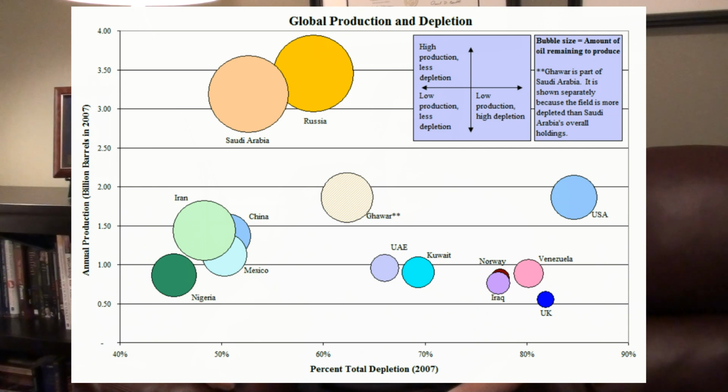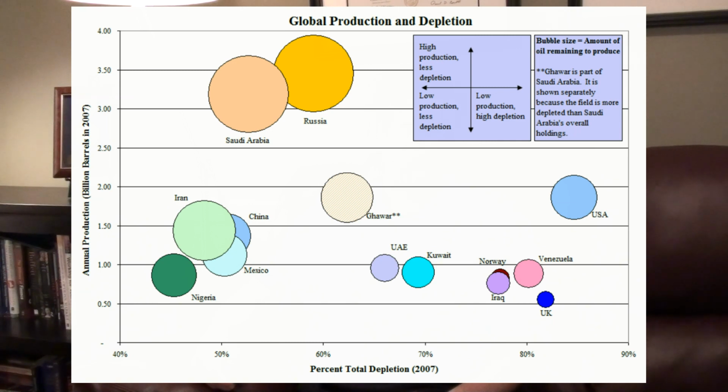In the lower left, you have lower depletion and lower production. In the upper left, you have lower depletion and higher production. The upper right features high production and high depletion, and the lower right features lower production and higher depletion. This method yields a visual representation of production, depletion, and the amount of oil each country has remaining.